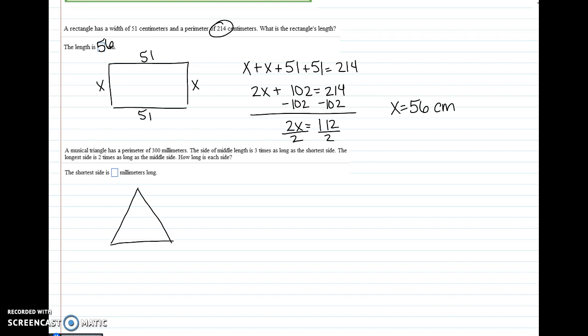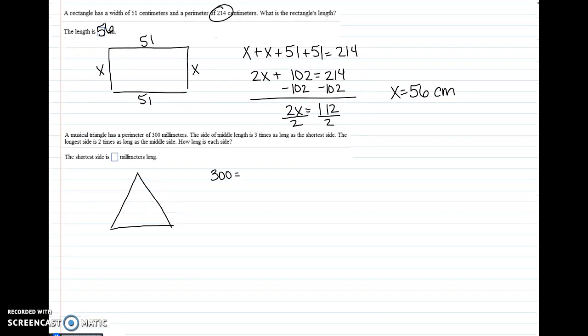Wesley Crutcher's instrument of choice has a perimeter of 300 millimeters. And the side of middle length is 3 times as long as the shortest side. The longest side is 2 times as long as the middle. How long is each side? Yikes. So we have a short side, a middle side, and a long side. And they tell us that the middle side is 3 times as long as the short side. So middle equals 3 times the short side. And then they tell us that the longest is twice the middle. So that tells us that longest is twice the middle side.